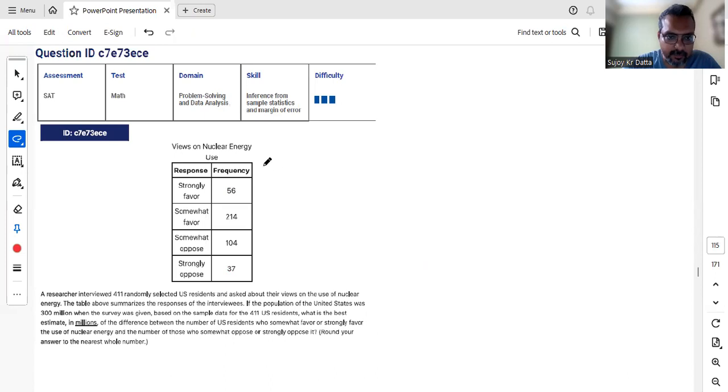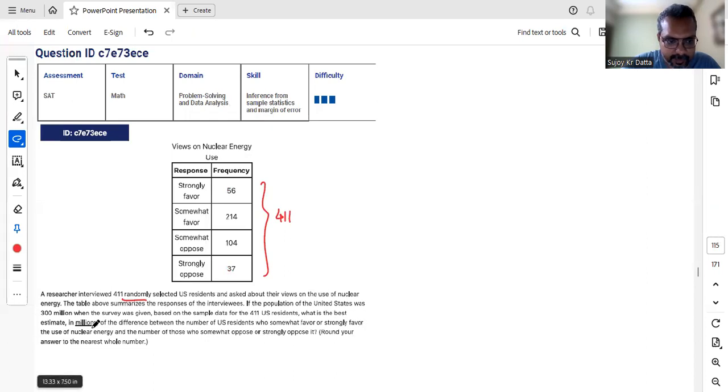So this one is talking about a table, views on nuclear energy use, strongly favored and somewhat favored and all that. So a researcher reviewed 411 randomly selected residents and their views were noted above. So that means this adds up to 411. Now if the population were 300 million and this is randomly selected, so that means whatever result you got here can be approximately related to or linked to the 300 million, okay? Can be scaled up in that sense.